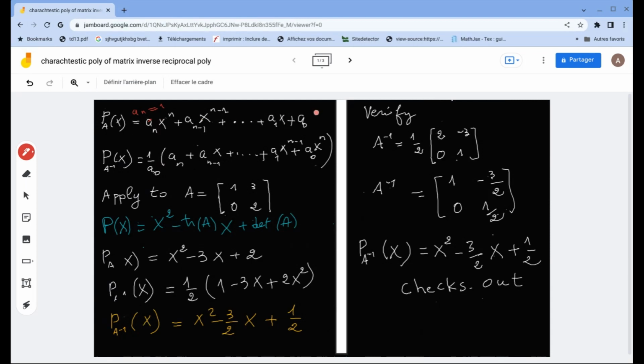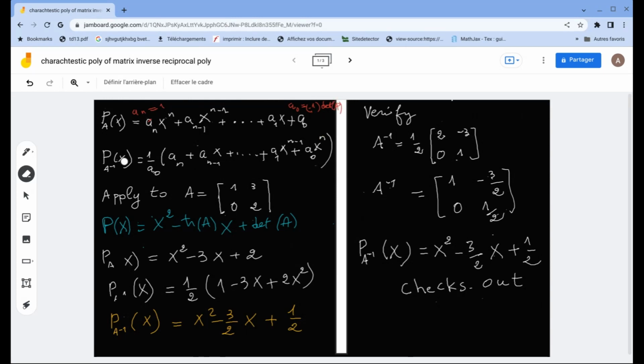and a0 is equal to minus 1 power n times the determinant of A.